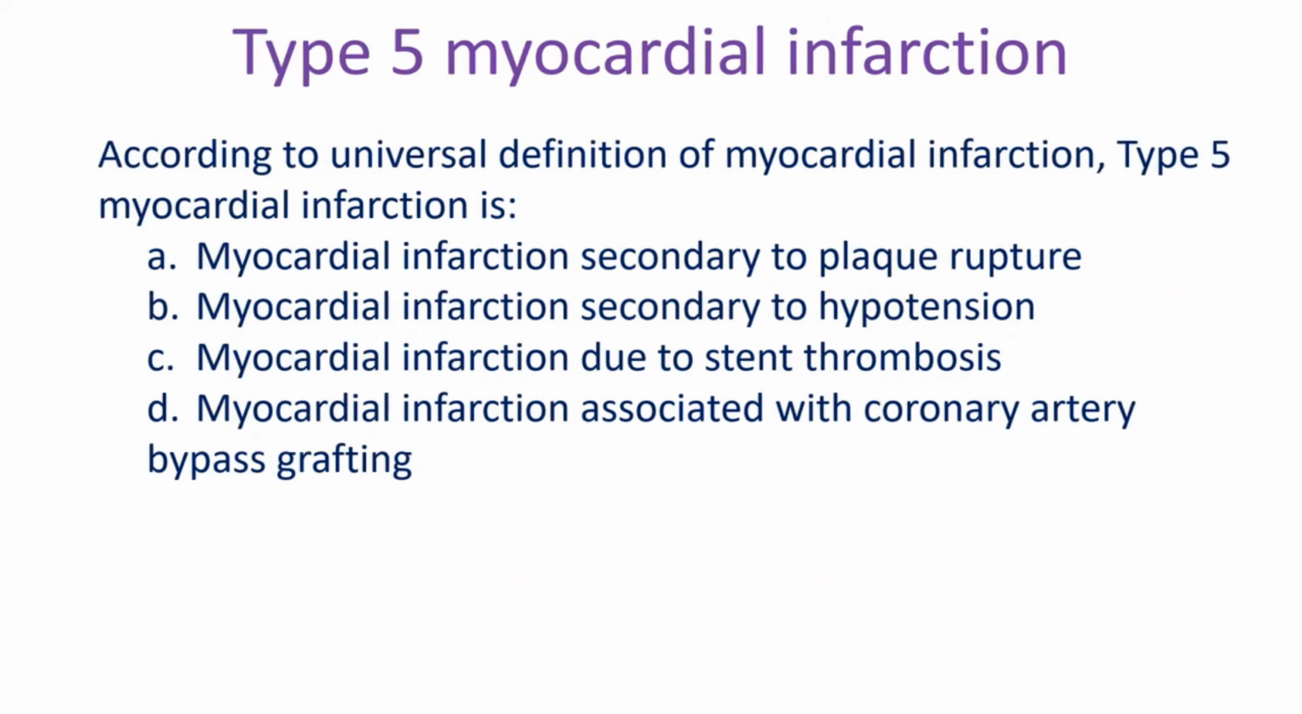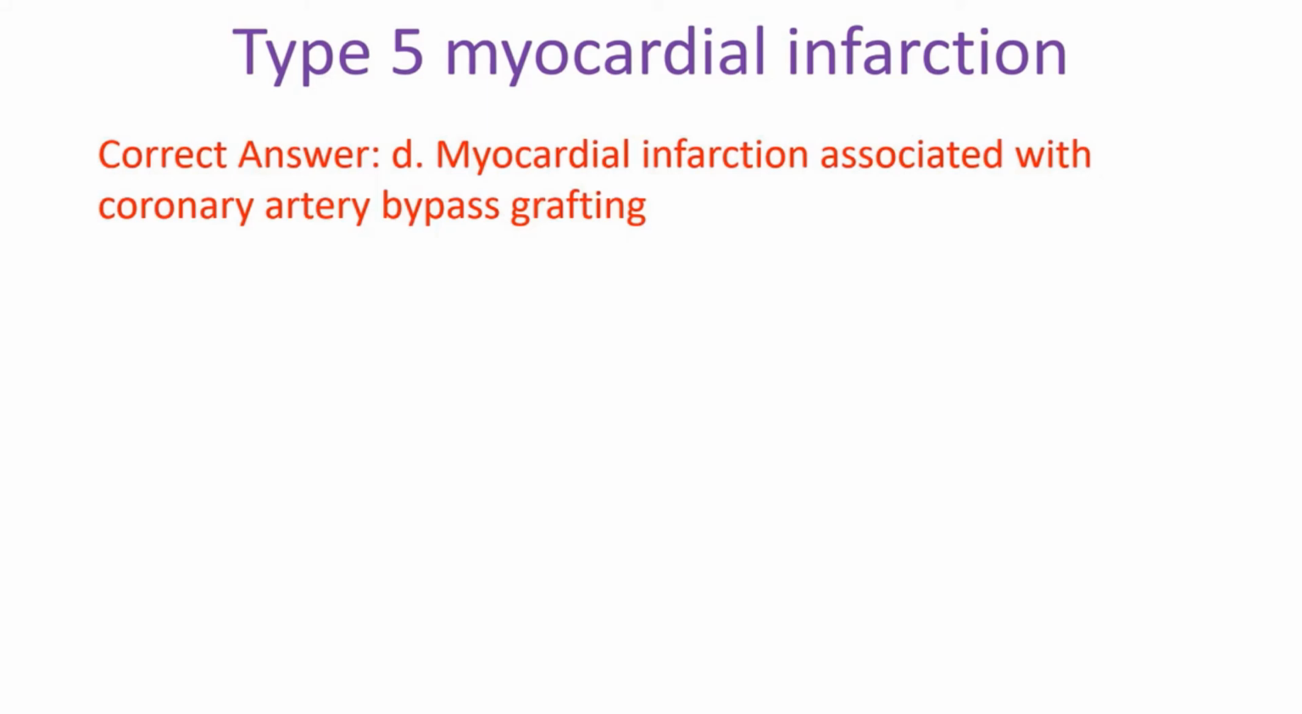According to the universal definition of myocardial infarction, type 5 myocardial infarction is: A. Myocardial infarction secondary to plaque rupture, B. Myocardial infarction secondary to hypotension, C. Myocardial infarction due to stent thrombosis, D. Myocardial infarction associated with coronary artery bypass grafting. Correct answer: D. Myocardial infarction associated with coronary artery bypass grafting.